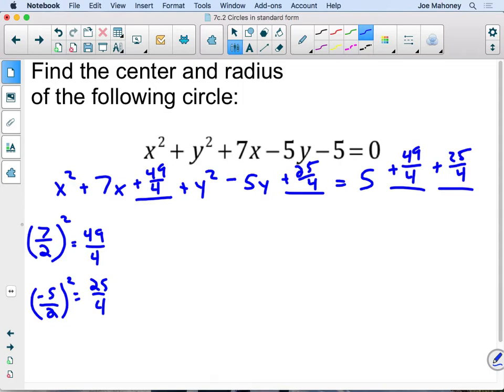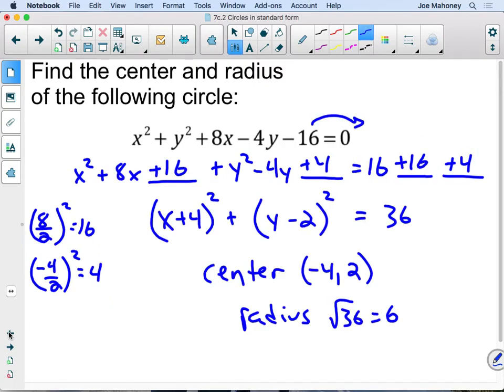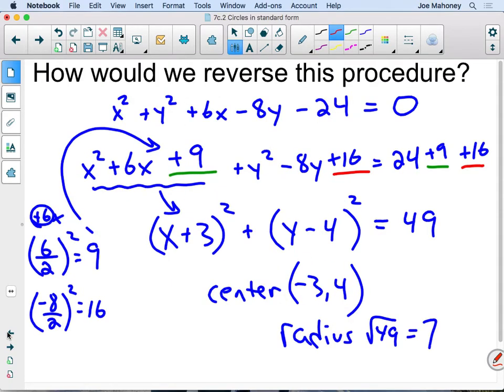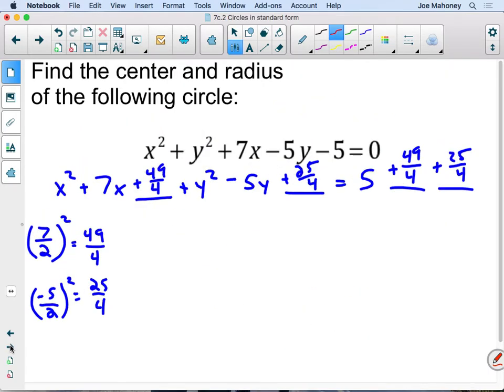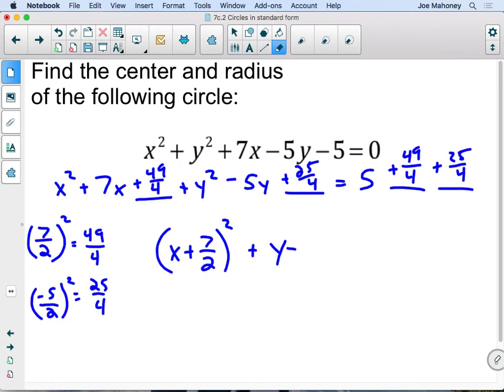You're right. Did you notice anything back here? Did you notice that this 4 is half of 8? And this -2 is half of -4? And back here, this 3 is half of 6? How about that? So you want to know what goes in parentheses? Take half of 7. Take half of 5. I know, but they're fractions.